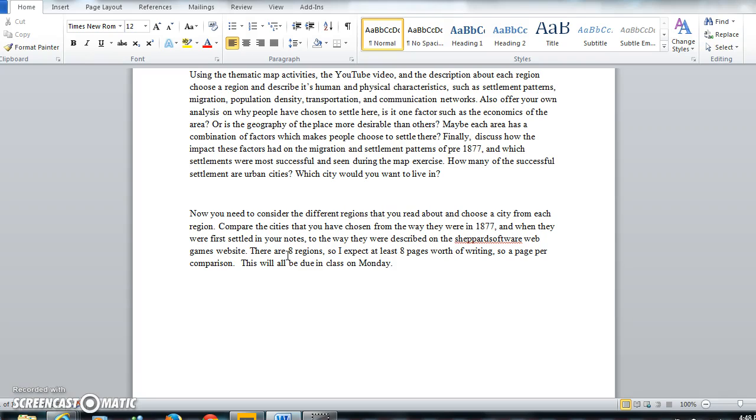I just don't want to scare you and say 16 pages, but compare the city or the state from the way it was in the post-Civil War era to the way it is today.